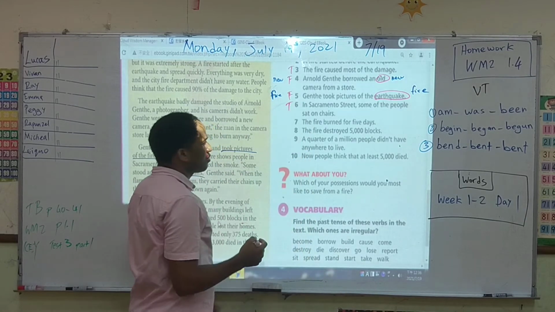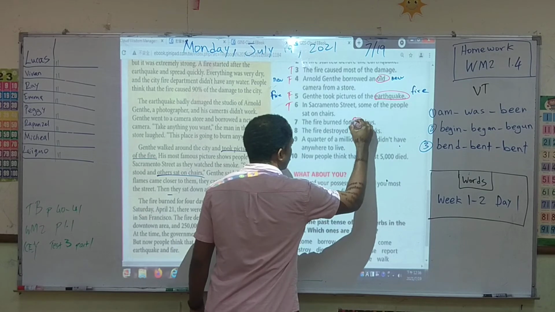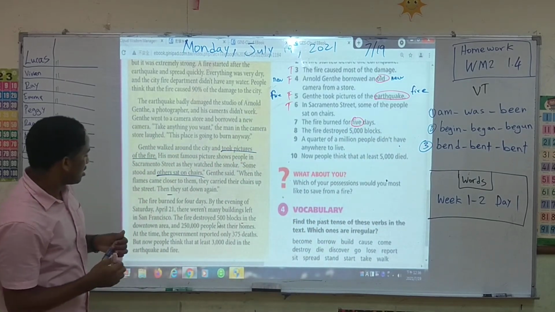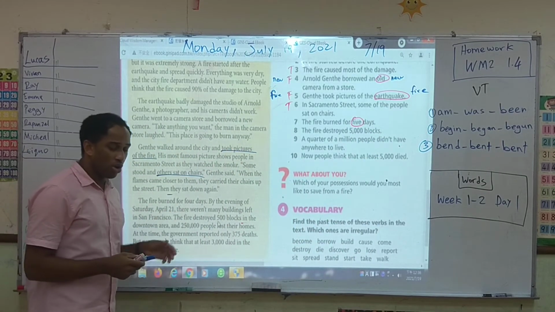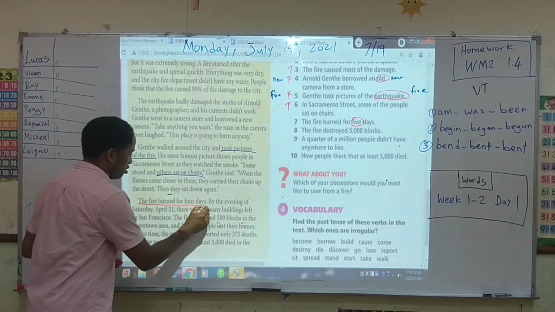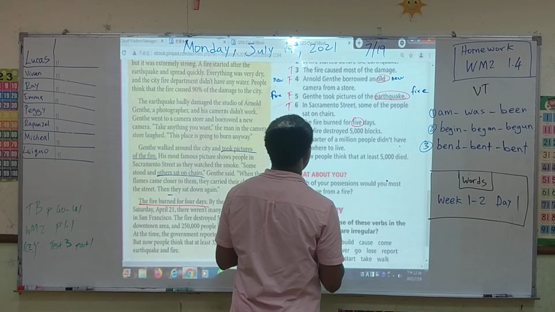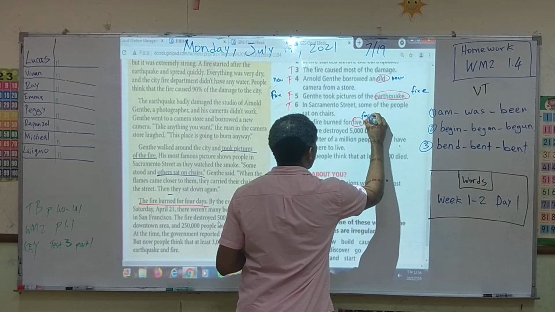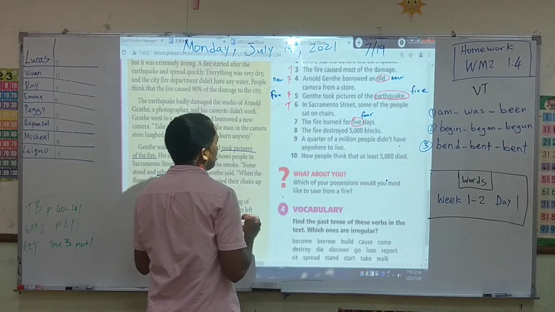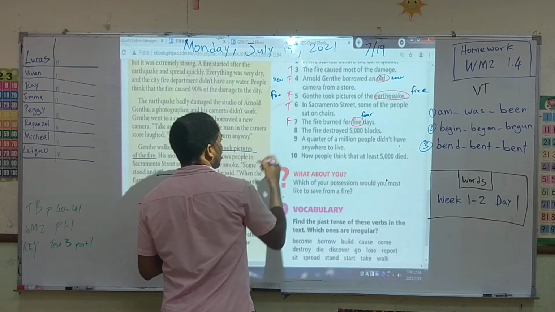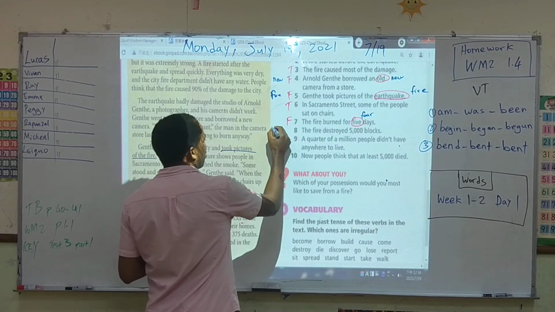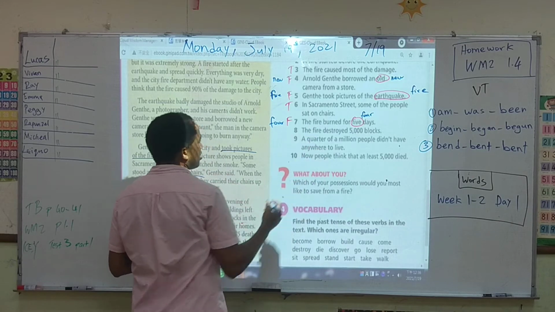The fire burned for 5 days. Did the fire burn for 5 days? Let's read. Fire burned for 4 days. So this is wrong. So we're going to put 4, F-O-U-R. So number 7 is false. Very good. Fire burned for 4 days.